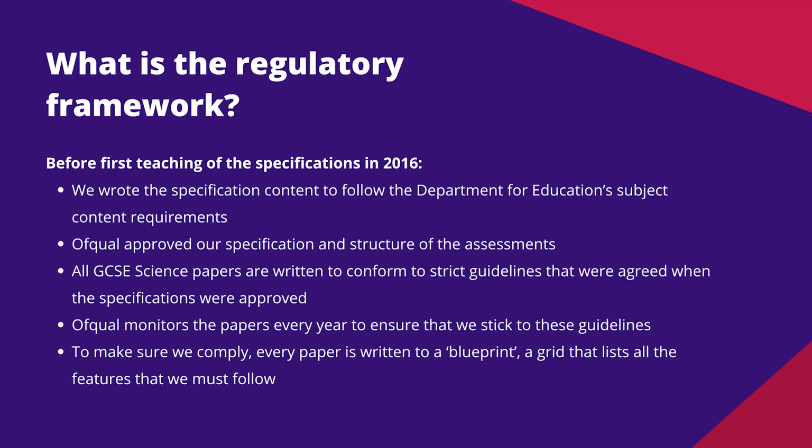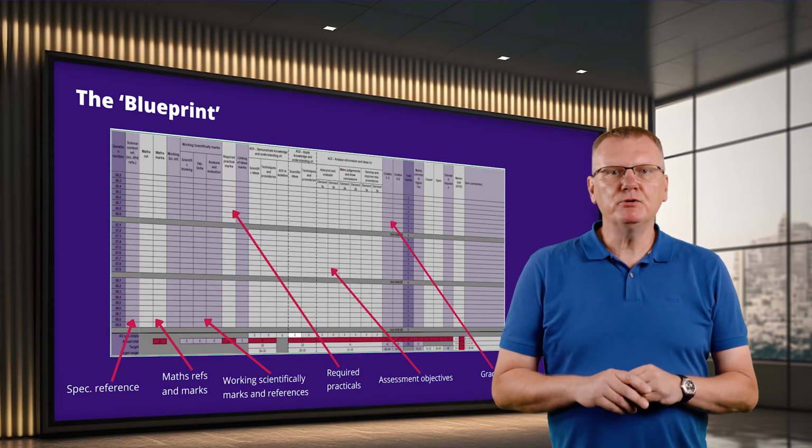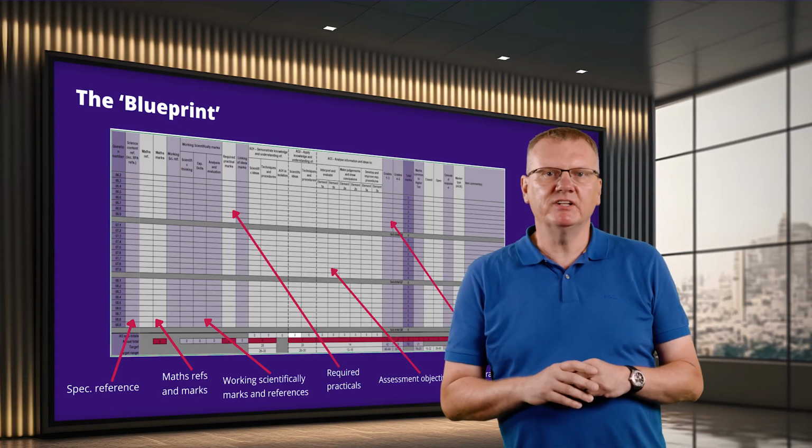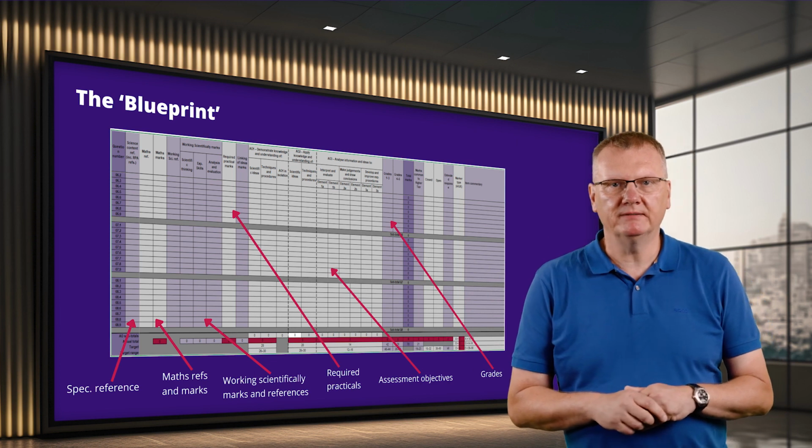The structure is the same for the GCSE separate science papers, except for maths content, and the proportions are the same for all the GCSE combined science, Trilogy and Synergy papers. This is the blueprint for a GCSE Trilogy chemistry foundation paper.